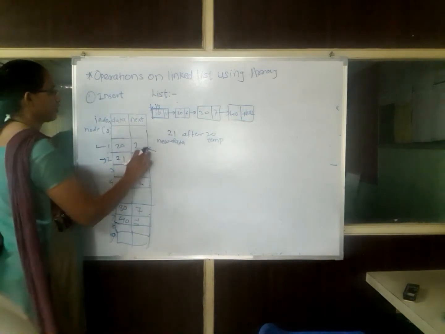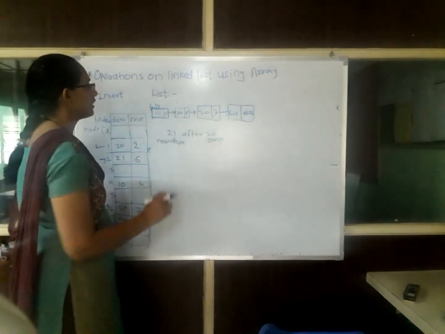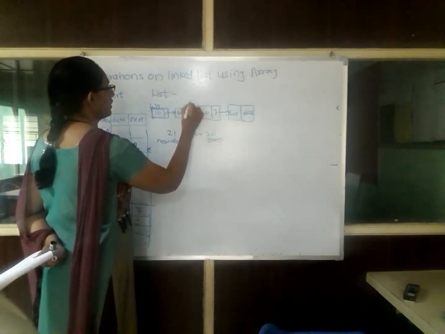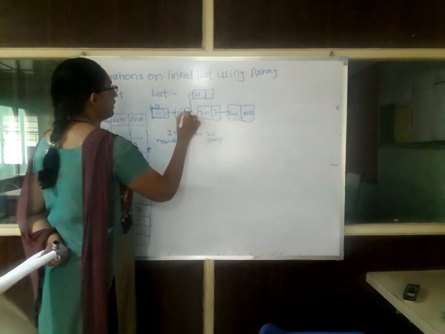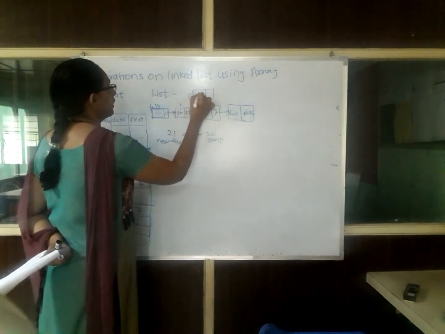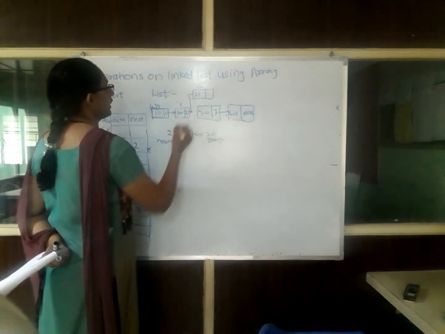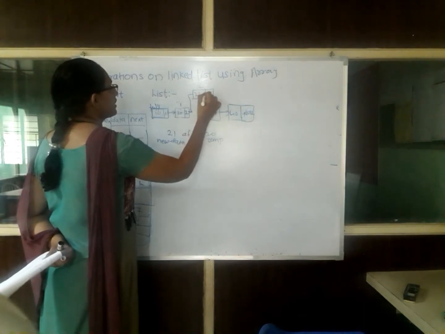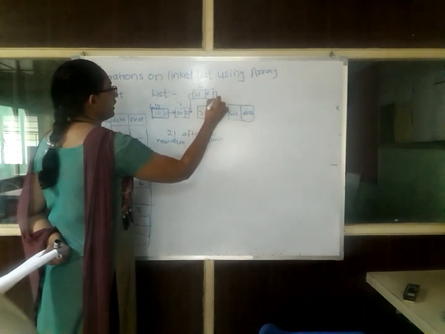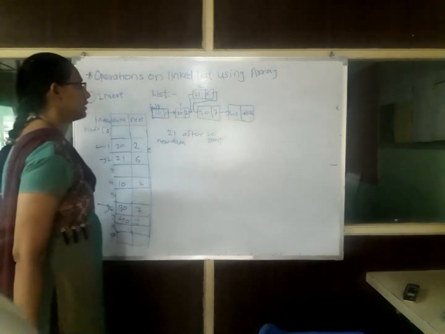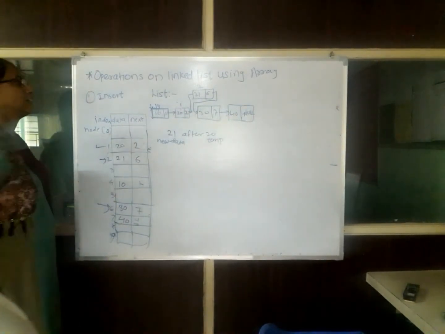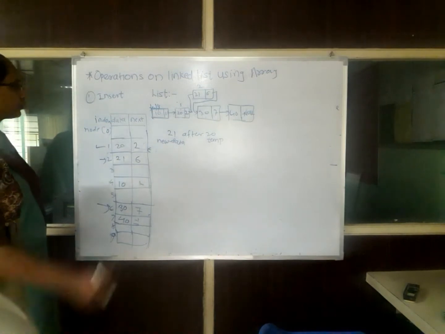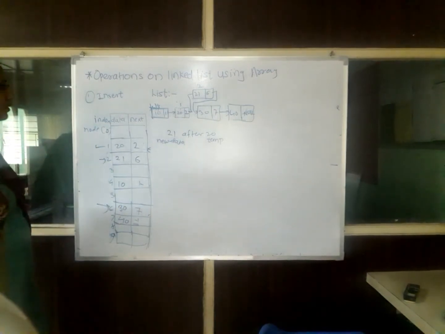So 6 will be put at the new location's next part here. Graphically, this is how it is done: 21, here is 2. Then this is the second location, and this node contains the address of the next, like this. Now that we have done it manually, how to write the code for this.